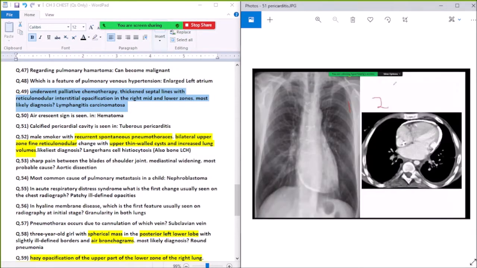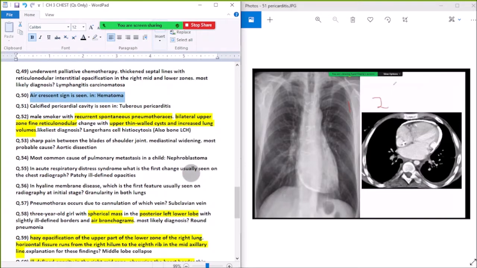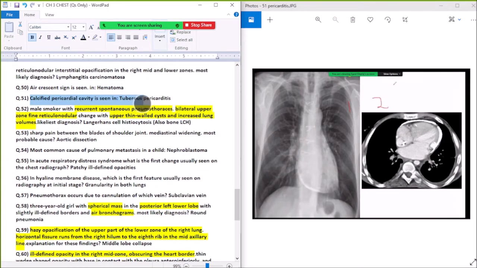Question 50. Air crescent sign is seen in hematoma. Question 51. Calcified pericardial cavity is seen in tuberculous pericarditis.